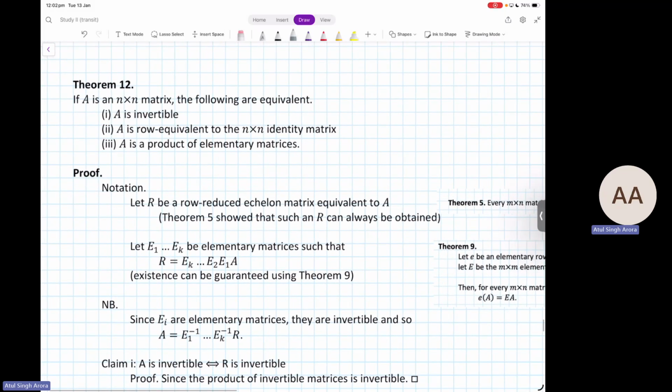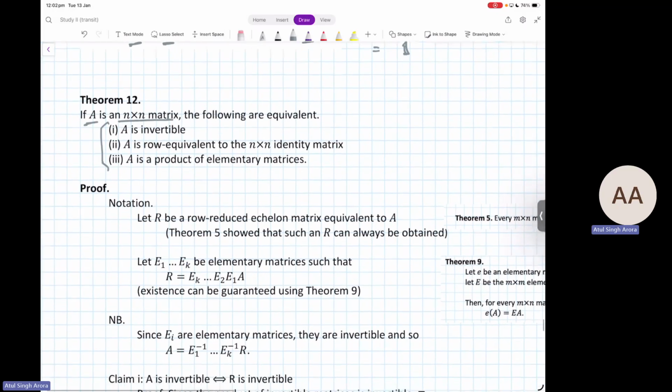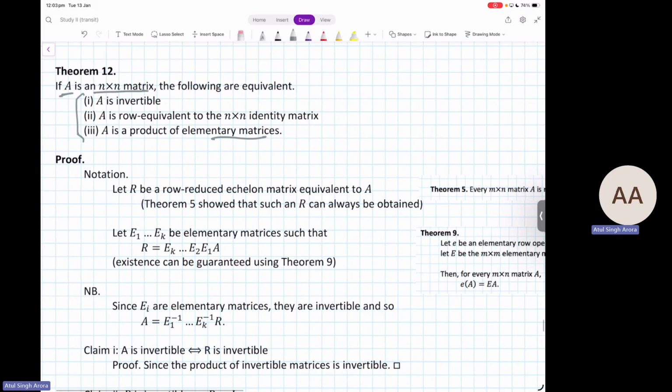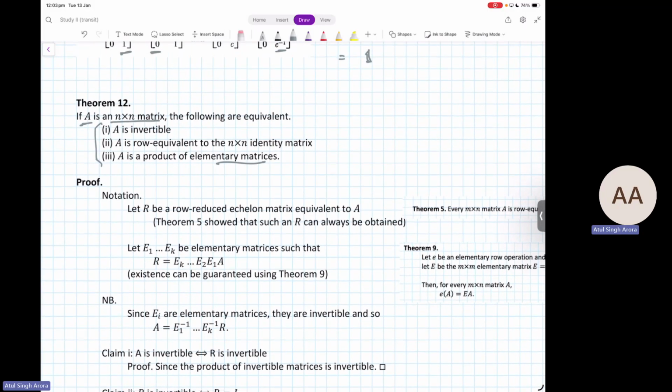This theorem says that if A is an n cross n matrix, then the following statements are equivalent. The first statement is that A is an invertible matrix. Second, A is row equivalent to the n cross n identity matrix. And third, A is a product of elementary matrices. So these three statements are equivalent. Let's see how we can show them. You can take a minute to think about it if you want.